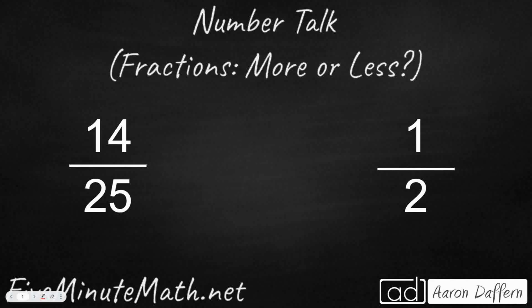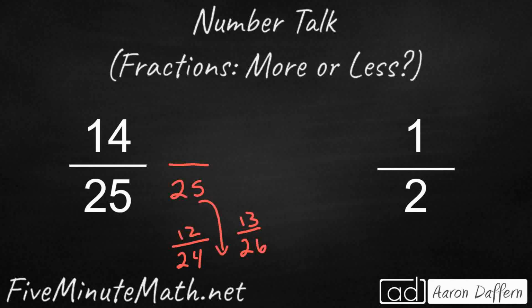Well, another way to think about it would be, what is half of our denominator? Okay, so our denominator is 25. Unfortunately, it's an odd number. But if I had a denominator of 24, half of that would be 12. If I had a denominator of 26, half of that would be 13. So that 25 is going to go right in the middle.